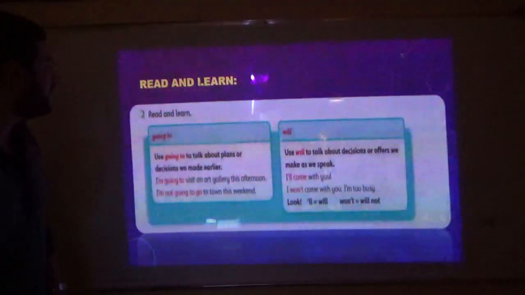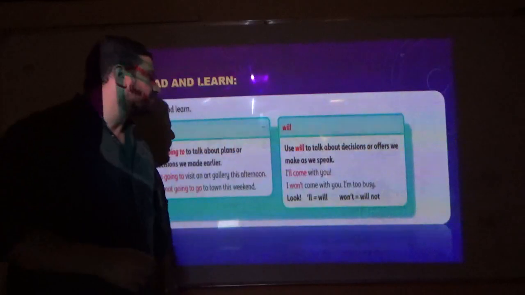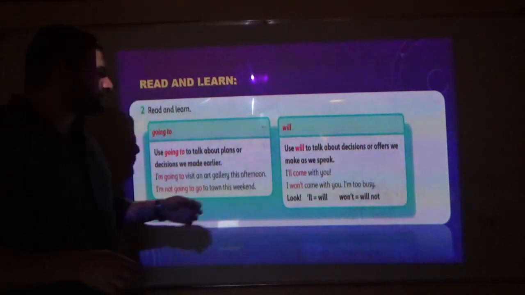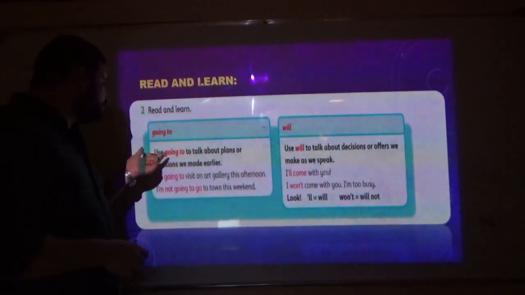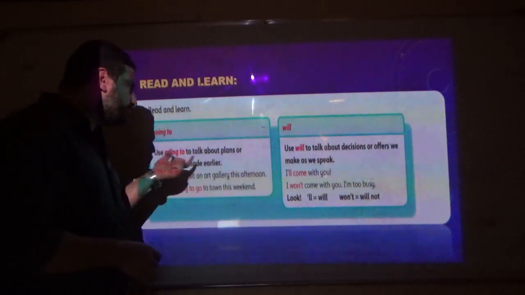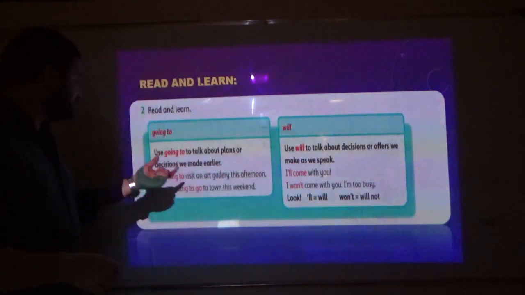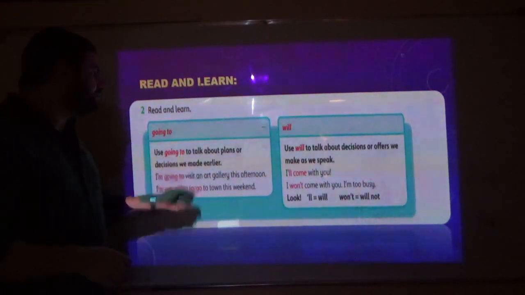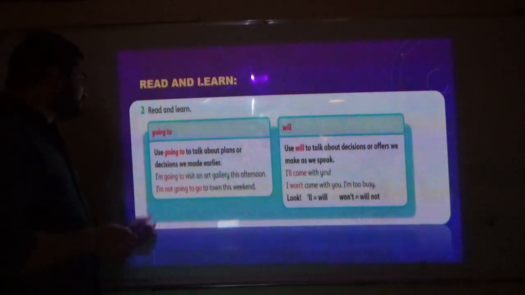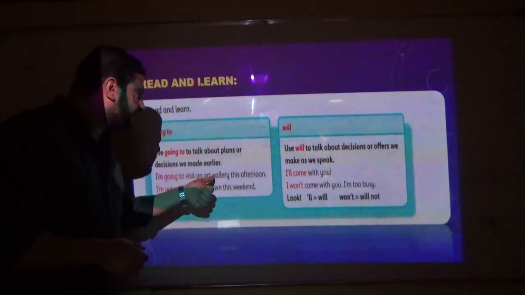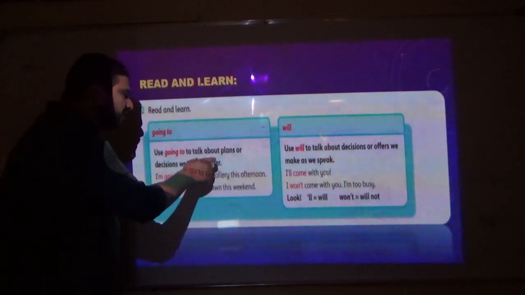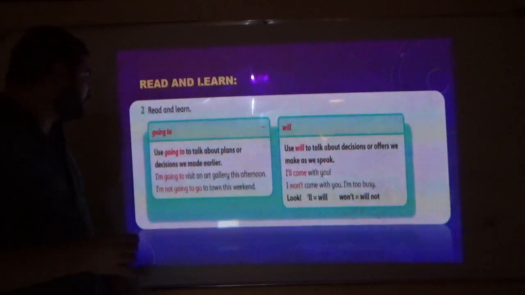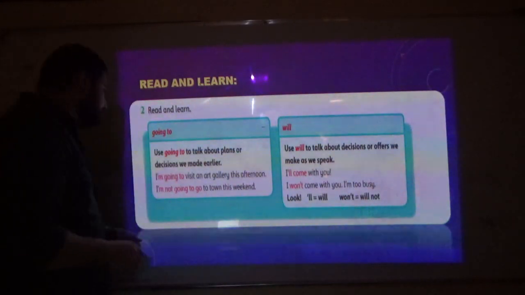After that, read and learn. And this is the first part of our structure today, expressing the future time. We have many ways to express the future. The first two structures are going to or will. Let's read this part. Use going to talk about plans or decisions we made earlier. It means before the time of speaking. So when you decide to do something before the time of speaking, we use going to.